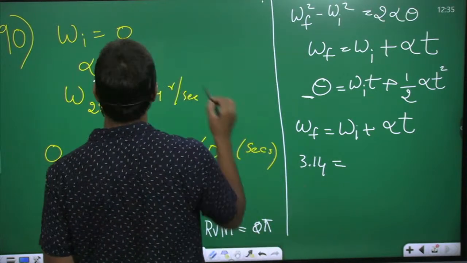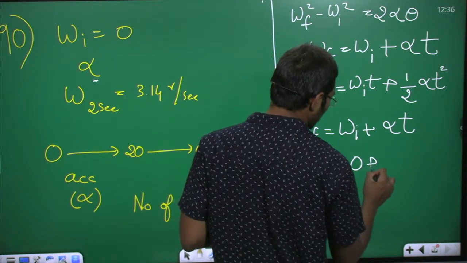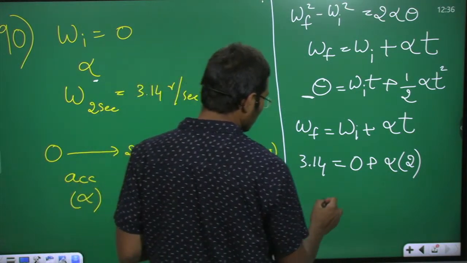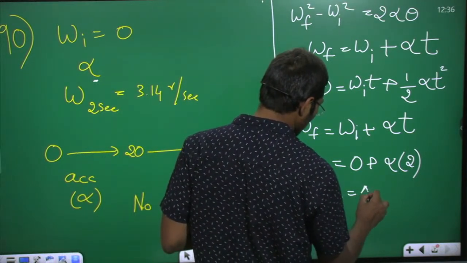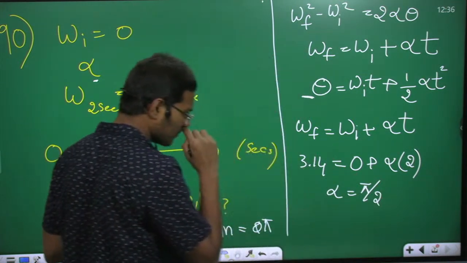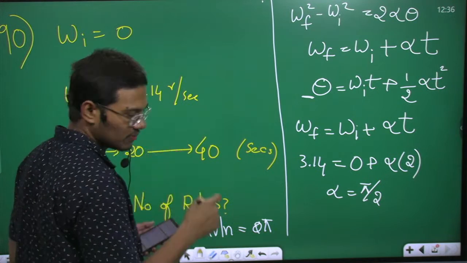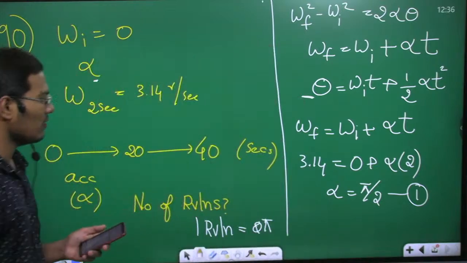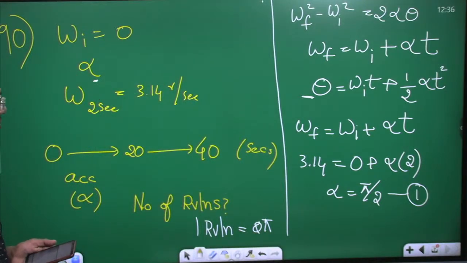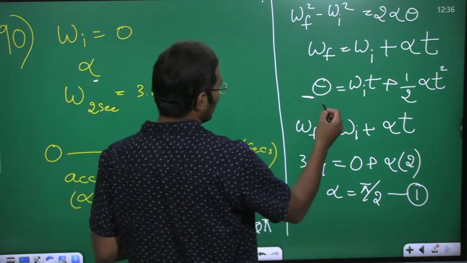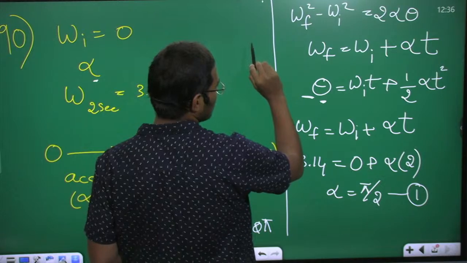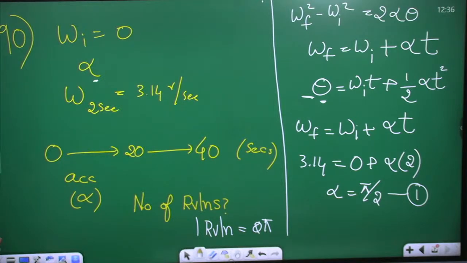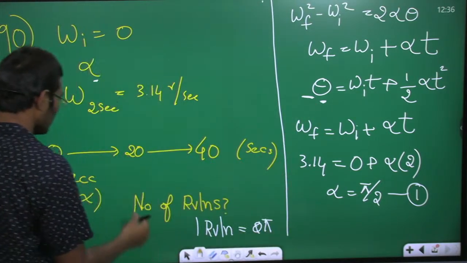What did it start from? It started from 0. Alpha after time equal to 2 seconds. So what is alpha? Pi by 2, right? 3.14 divided by 2. So we got alpha. Once we have alpha, it will be easy for us to find theta. You can use this equation and find theta for the first 20 seconds.